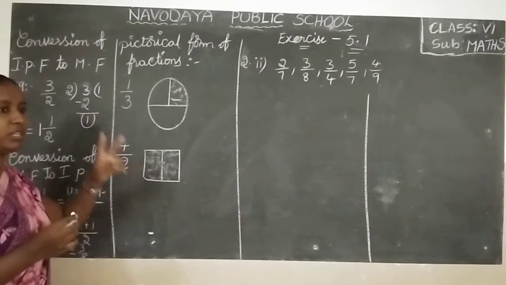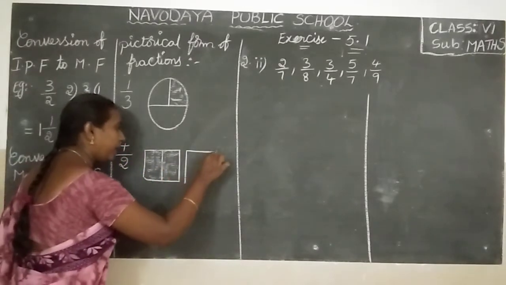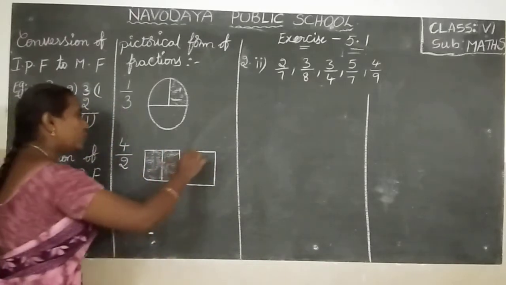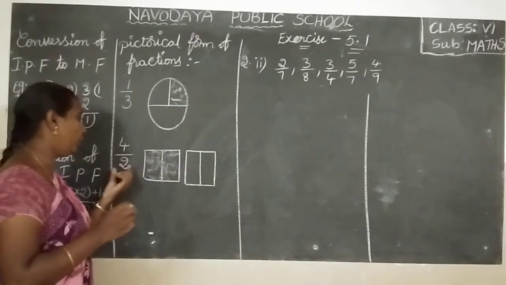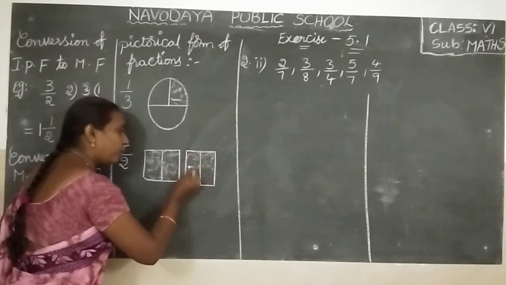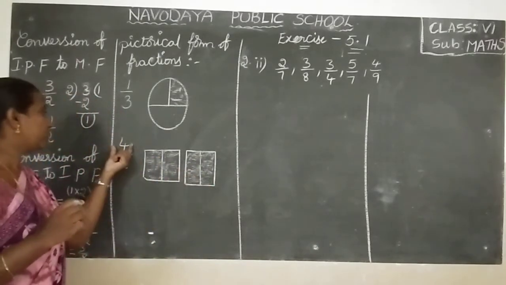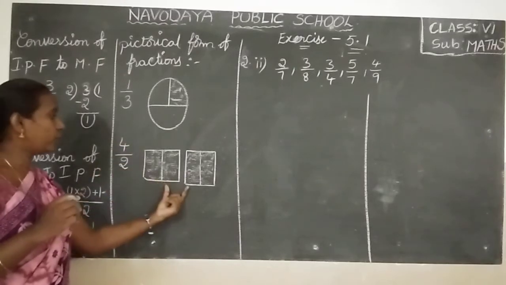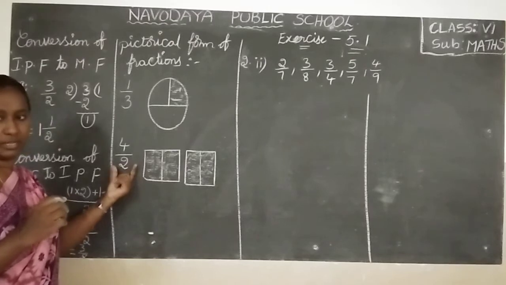We have to shade 2 more parts. Again I am taking another whole. I divide that whole into 2 parts, and we shade these 2 also. So that means 4 parts, 4 by 2. This is the pictorial representation of this improper fraction.